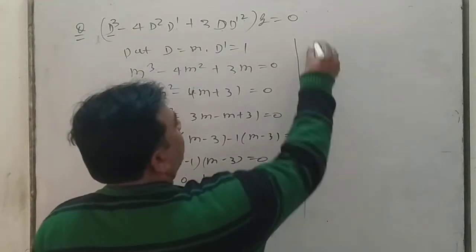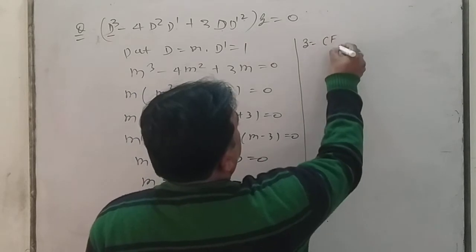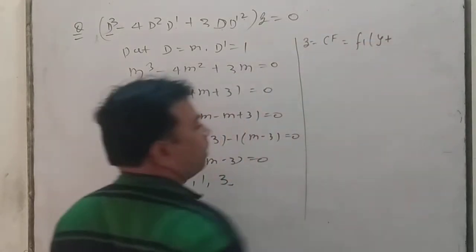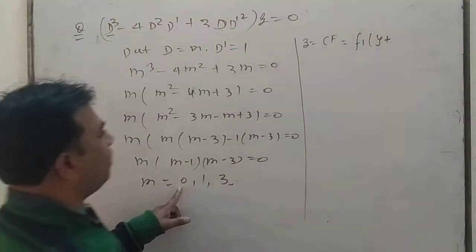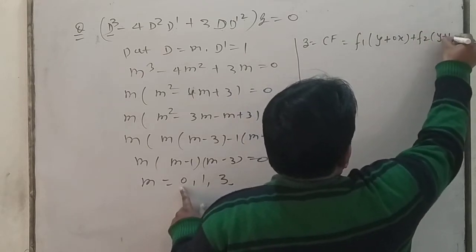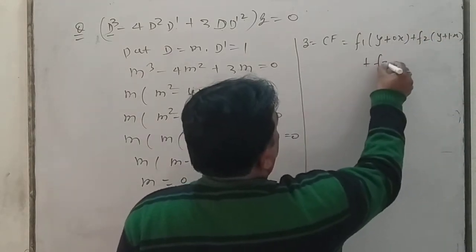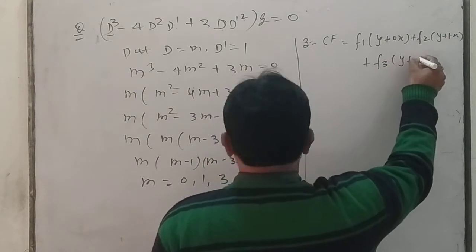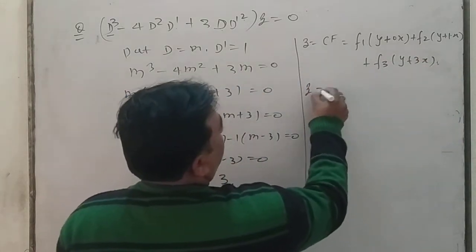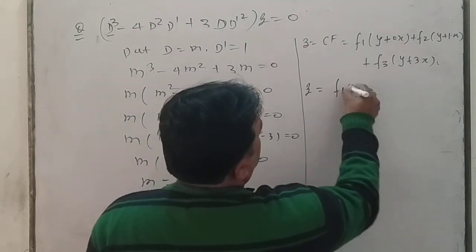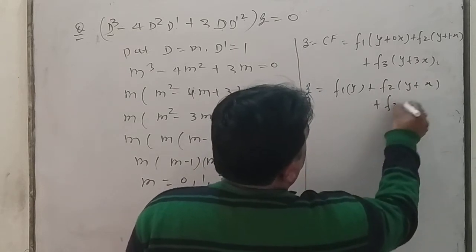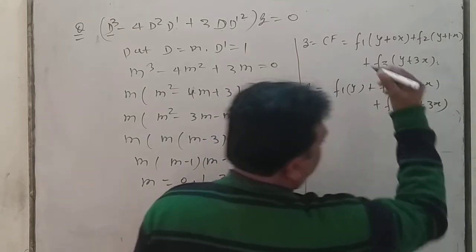Then z equal to CF equal to f1 of y plus m1x, where the value of m1 is 0, so 0 into x, plus f2 of y plus 1 into x, plus f3 of y plus 3x. Then z equal to f1 of y plus f2 of y plus x plus f3 of y plus 3x.